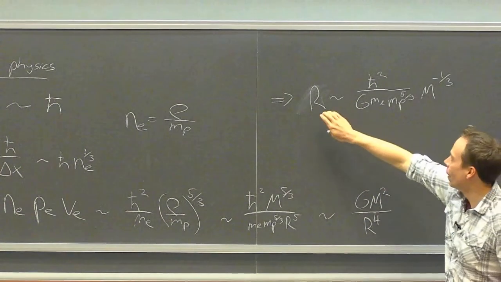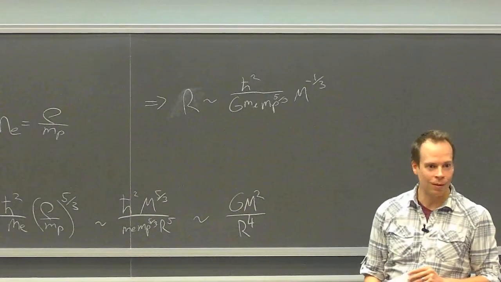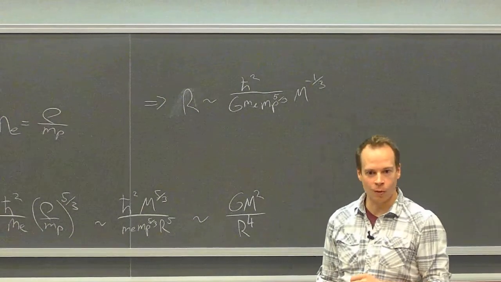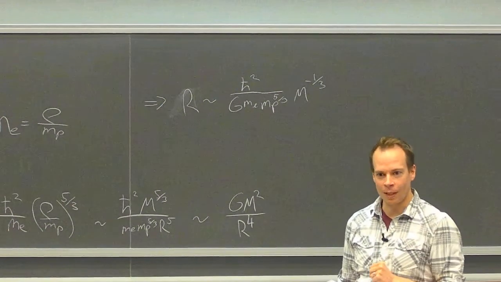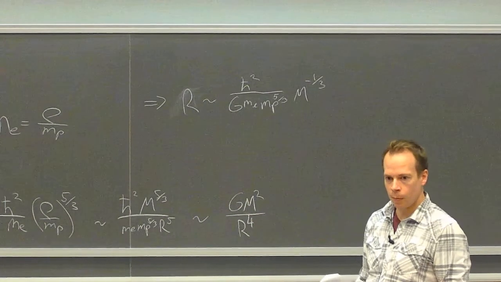It tells you that the radius of a white dwarf actually gets smaller as you make a more massive white dwarf. That's a little counterintuitive, but that's one of the special features of white dwarfs. They get smaller the more massive they get. And it's basically just a direct result of Heisenberg's uncertainty principle.